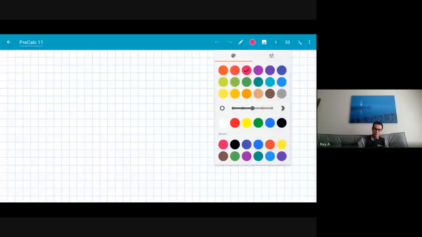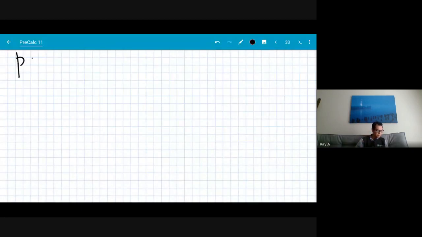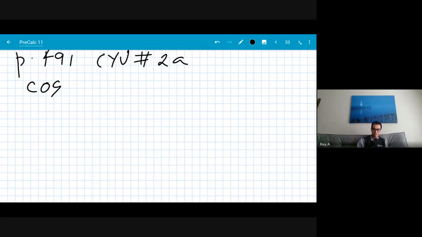Next. Page 491, CYU number 2A. In this case, it doesn't give you a picture. It just tells you in triangle KMN, KM is 16, KN is 11, and MN is 6. We are looking for an angle. Since we're looking for an angle, this is the one that I'm going to use.